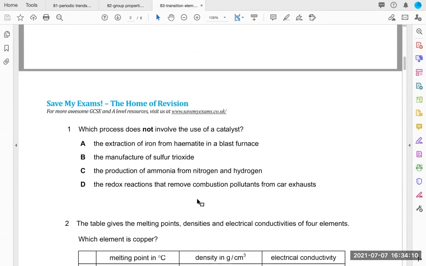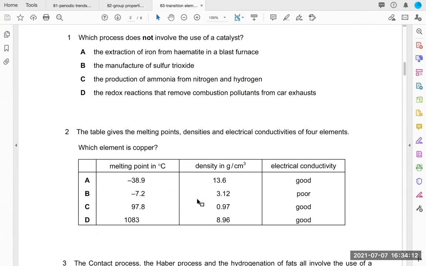Let's do this one. This is focusing on transition metals. All right, which process does not involve the use of catalyst? This is something that I talked to you yesterday about, that the extraction of iron, that wasn't a part of it. The manufacture of sulfur trioxide uses vanadium(V) oxide, V2O5, so that is involving transition metals.